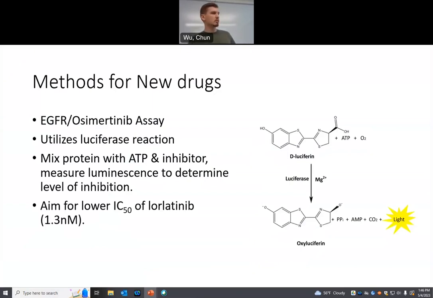So applying these methods to the new drugs, we ran the EGFR osimertinib assay. And basically what we did was we mixed the protein with ATP and the inhibitor. And what happened there was a luciferase reaction. This is just the general reaction scheme I found. The most important thing is ATP is reacting here, and one of our products is light. So we ran that assay, then we measured luminescence to determine the level of inhibition. More luminescence, more inhibition. And our aim for the new drugs would be to get a lower IC50 than lorlatinib, which is 1.3 nanomolar.